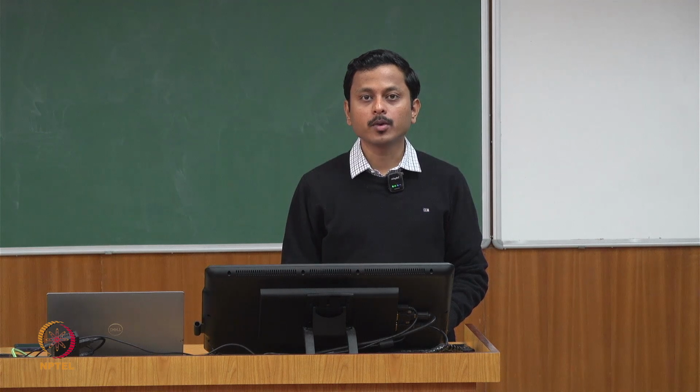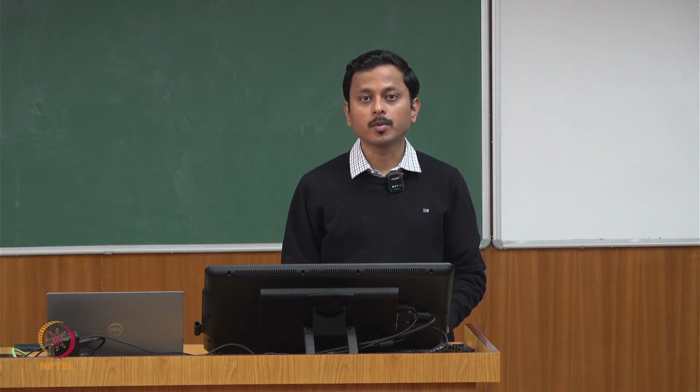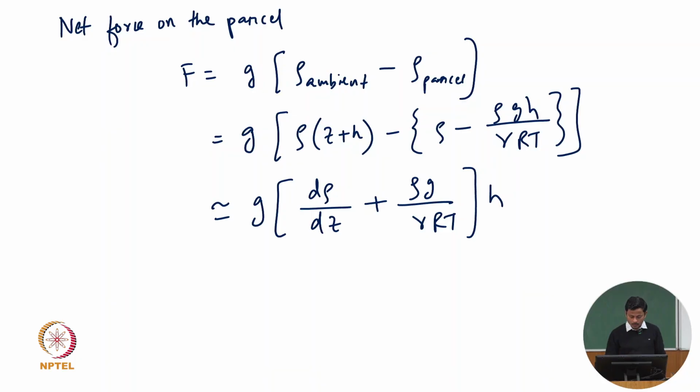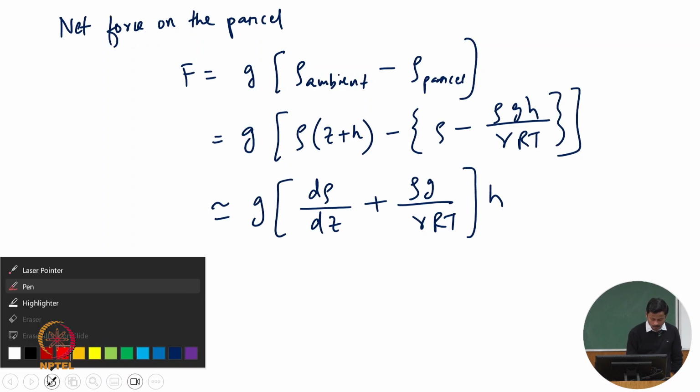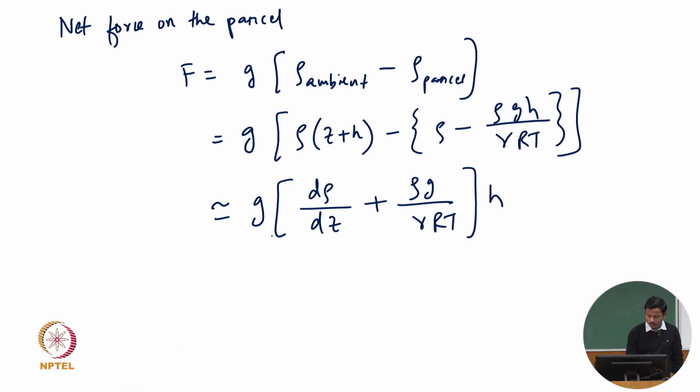Hello, welcome to lecture 12. In this lecture, we will continue with the net force on a parcel when this is displaced adiabatically in a compressible fluid. So we had derived that the net force is given by approximately G multiplied by d rho by dz plus rho G by gamma RT.